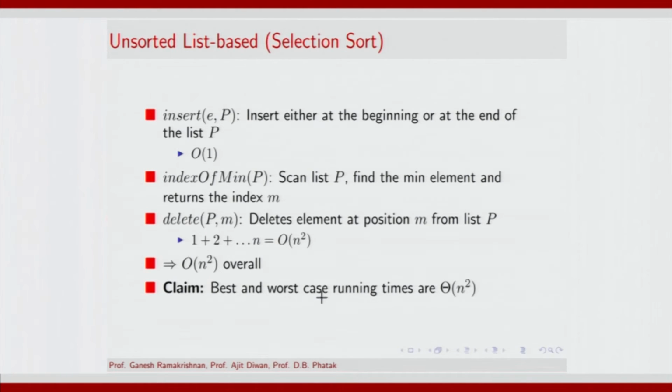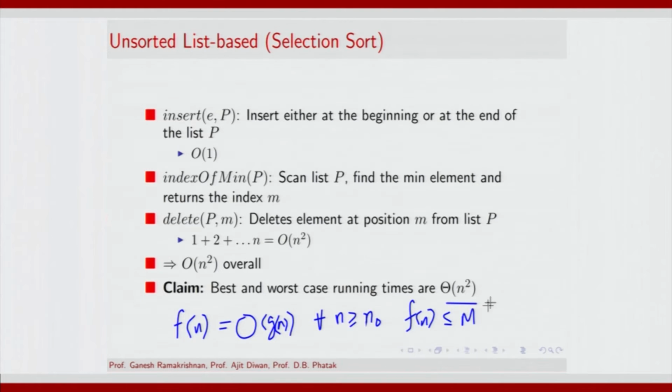Interestingly, the best and worst case running times for selection sort are both theta n square. So, recall that F(n) is order G(n) if for all n greater than or equal to n naught, F(n) is less than or equal to m times G(n) for some m, and the relation between theta and O is as follows.